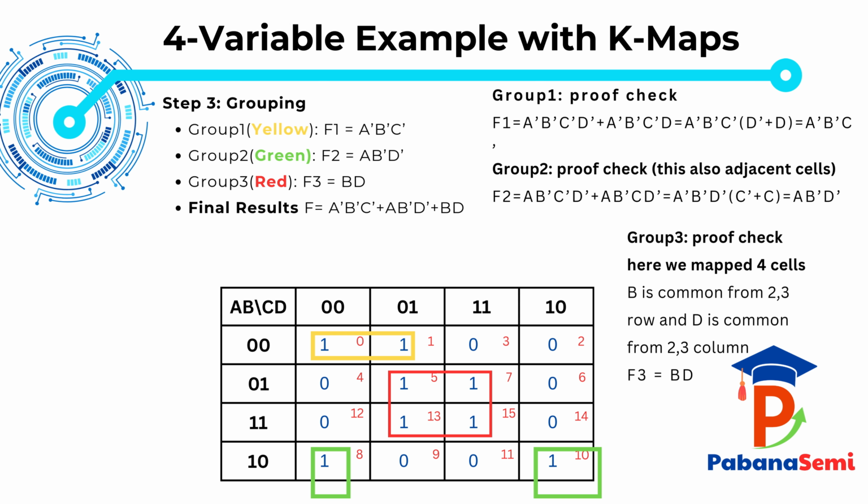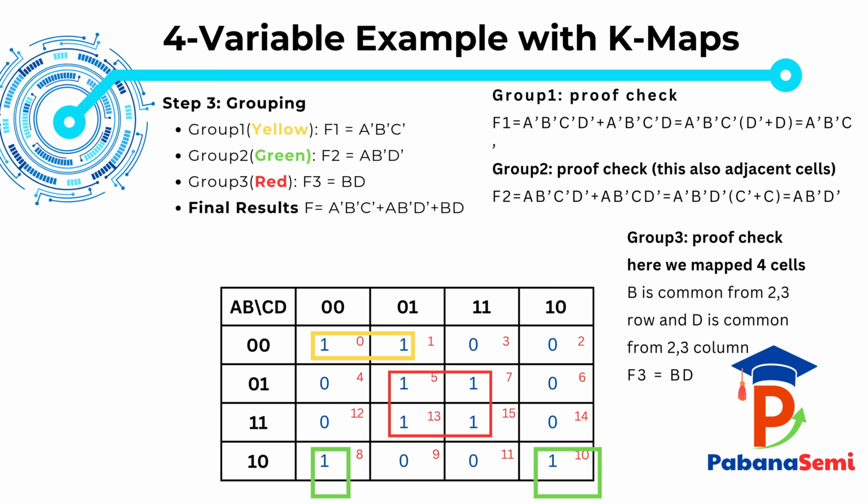From the proof check, F2 equals ABC prime D prime plus ABCD prime. Factor the common terms. F2 equals ABD prime C prime. Since C prime plus C equals 1, this simplifies to F2 equals ABD prime.